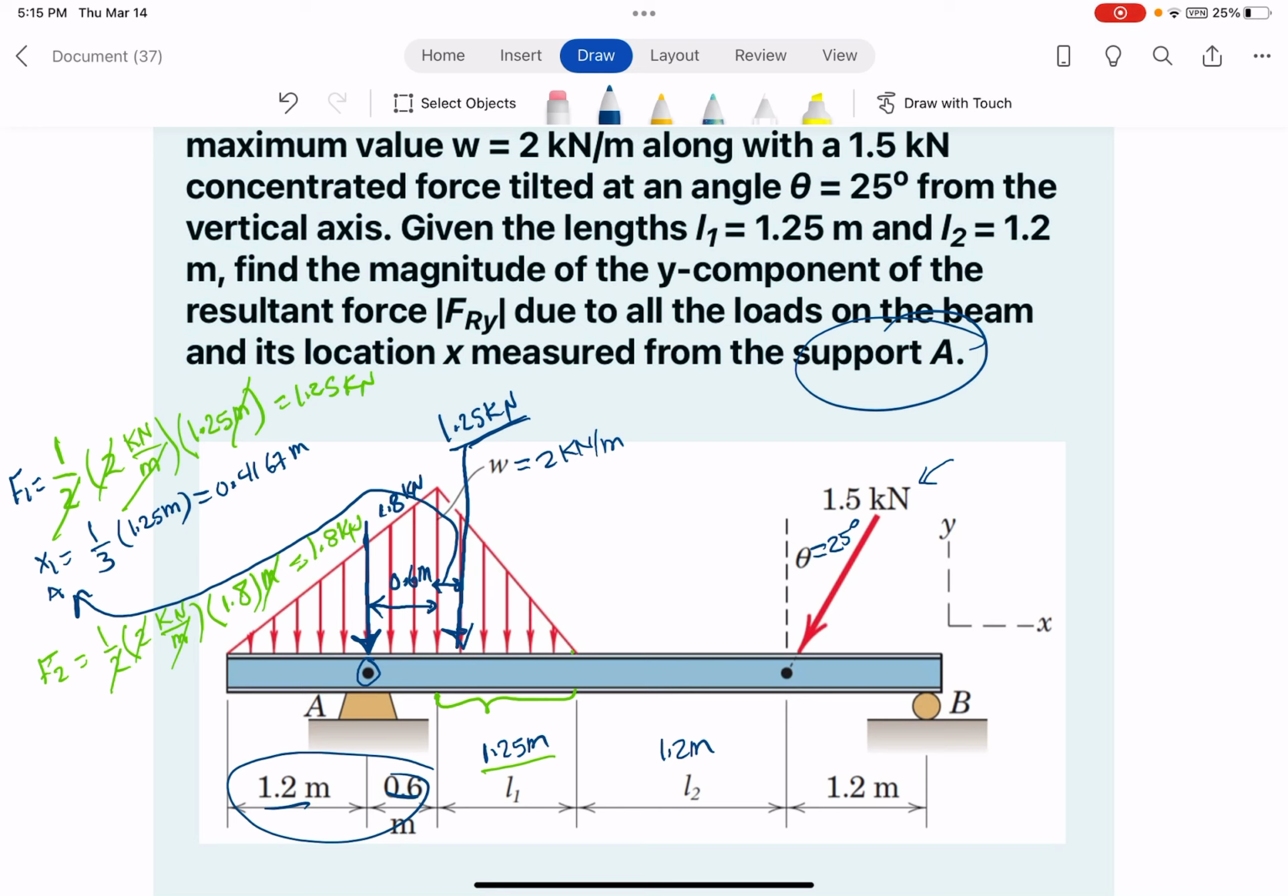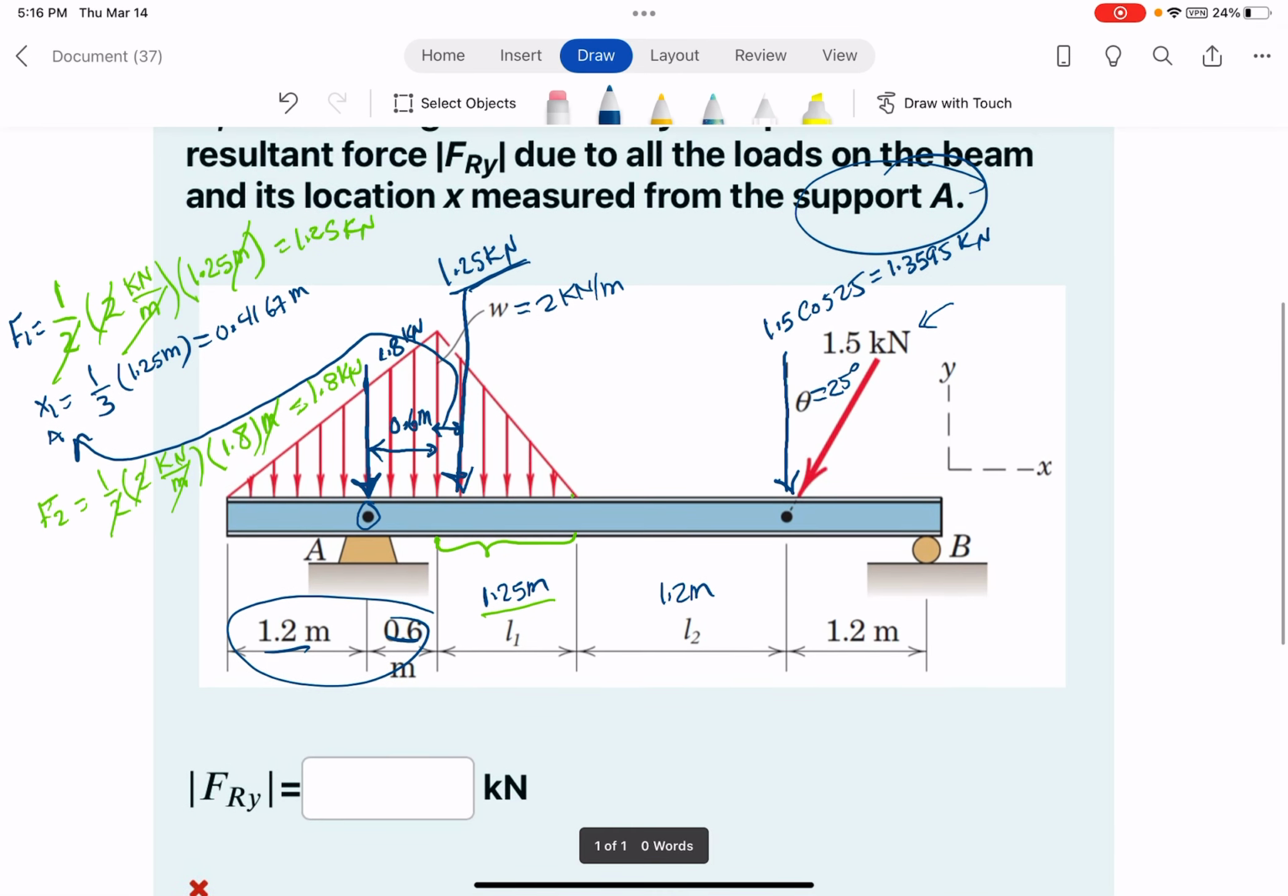kilonewton. Now, let's find out the vertical force here. That's 1.5 cosine 25. Let's look at cosine 25. Cosine 25 is 0.906 times 1.5, which is 1.3595 kilonewton. So now let's add up all these forces, because the first thing we need to find is FRY.